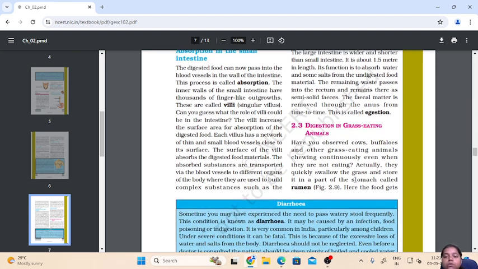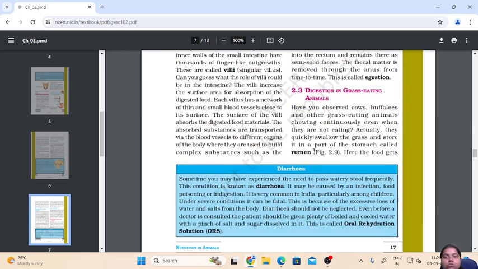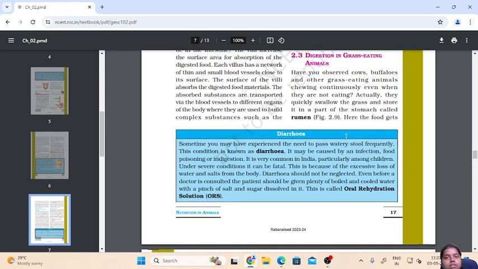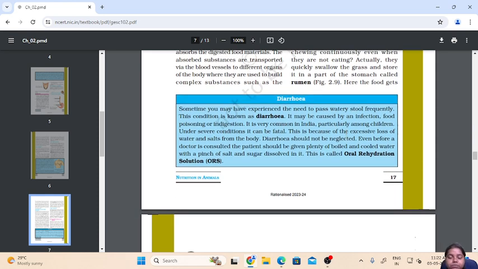Okay, now the digestion in grass eating animals. Have you ever observed what cows or buffaloes do when they sit? They continuously chew something. When they are grazing, they immediately swallow the grass and store it in a part of the stomach called the rumen.